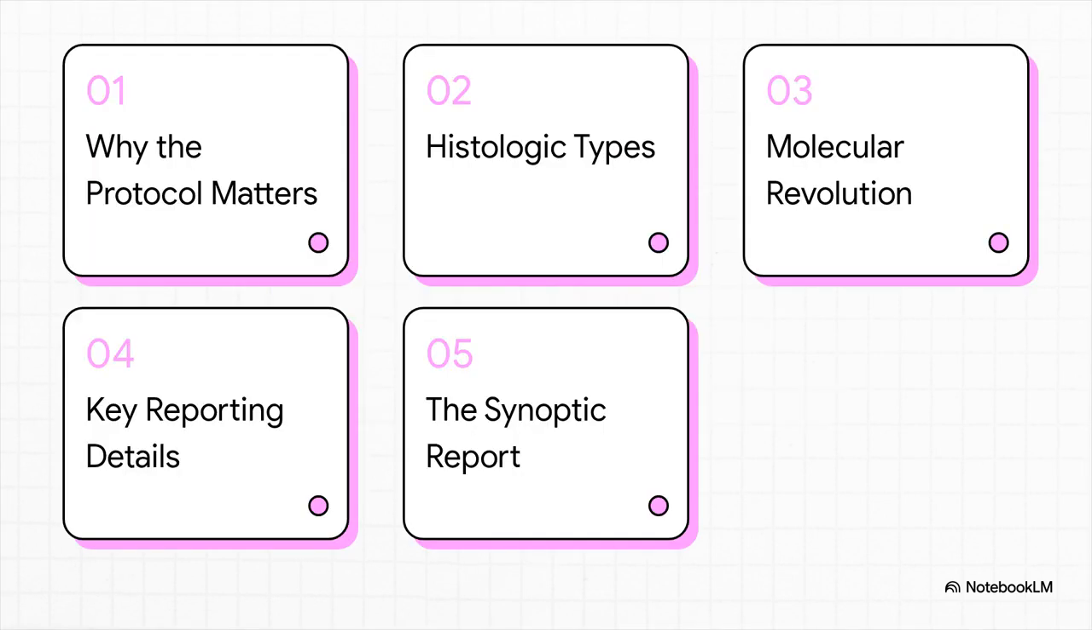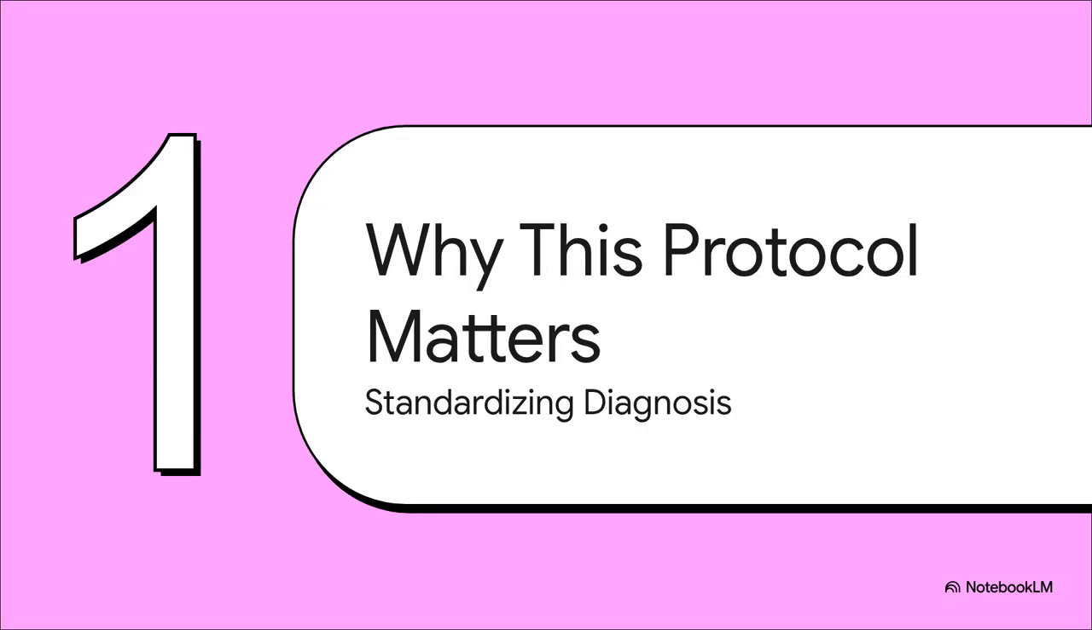So here's our game plan. First, we'll talk about why this protocol even matters. Then, we'll get into decoding the different histologic types you'll see under the scope. After that, we'll explore the huge molecular revolution that's changed everything, cover the key reporting details you just can't miss, and finally, we'll pull it all together into the synoptic report. So, let's start with the big why.